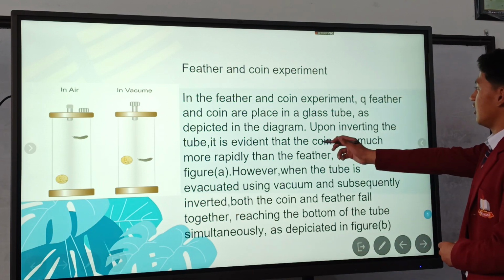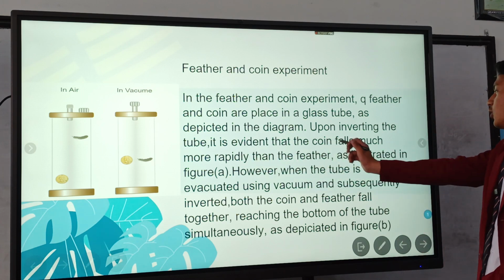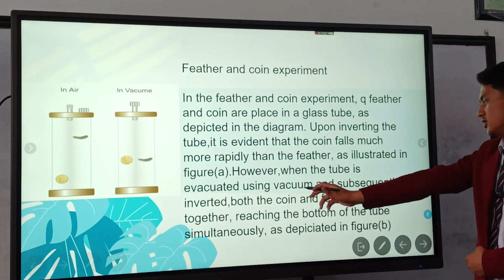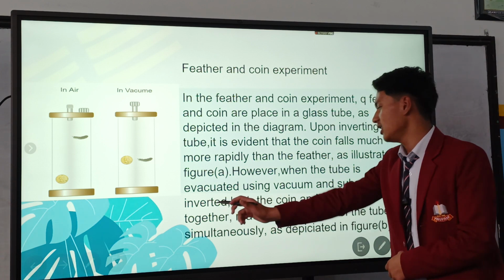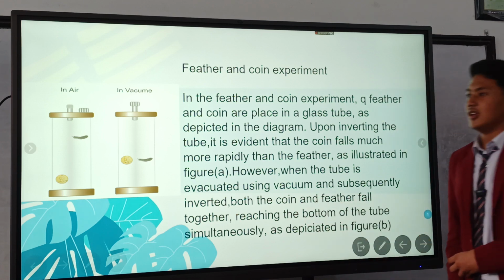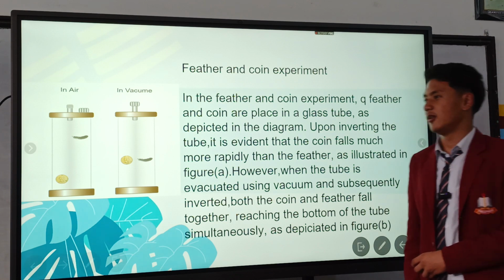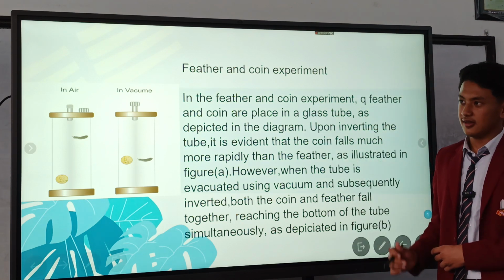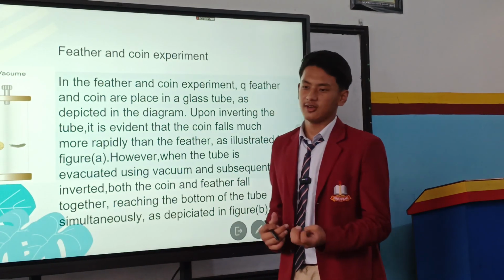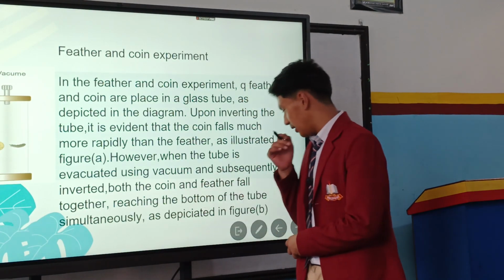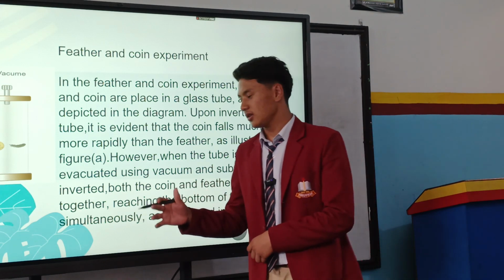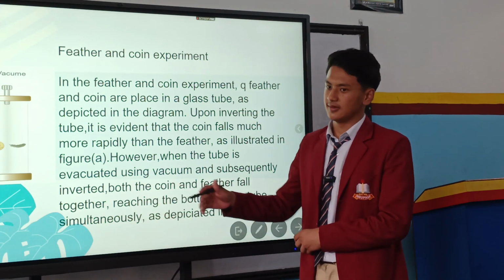Upon inverting the tube, the coin falls much more rapidly than the feather, as illustrated in figure A. However, when the tube is under vacuum and subsequently inverted, both the coin and feather fall together. Some astronauts from Apollo 12 conducted an experiment on the moon's surface, where they took a hammer and a feather, and when they dropped them on the moon's surface, surprisingly they both landed at the same time.